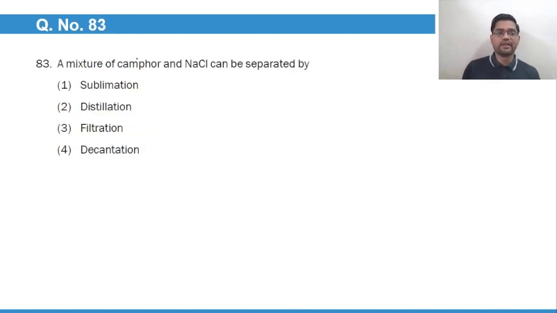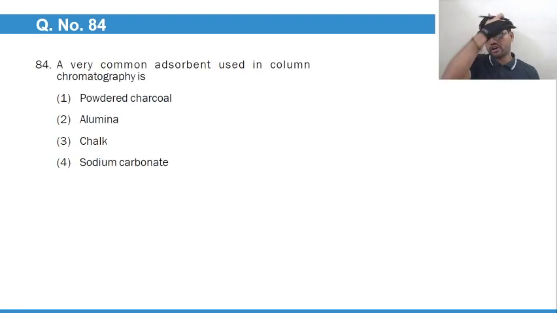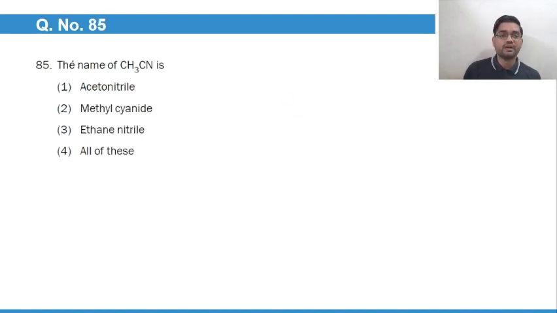83. A mixture of camphor and NaCl is separated by sublimation, because camphor is volatile whereas NaCl is not, so sublimation will be the best technique to separate. A very common adsorbent used in column chromatography: powdered charcoal, alumina, chalk, sodium carbonate. Alumina will be the best answer. The name of this compound is methyl cyanide, yes. Ethane nitrile, yes. Acetonitrile, yes. So we'll go with option number 4, all of this.